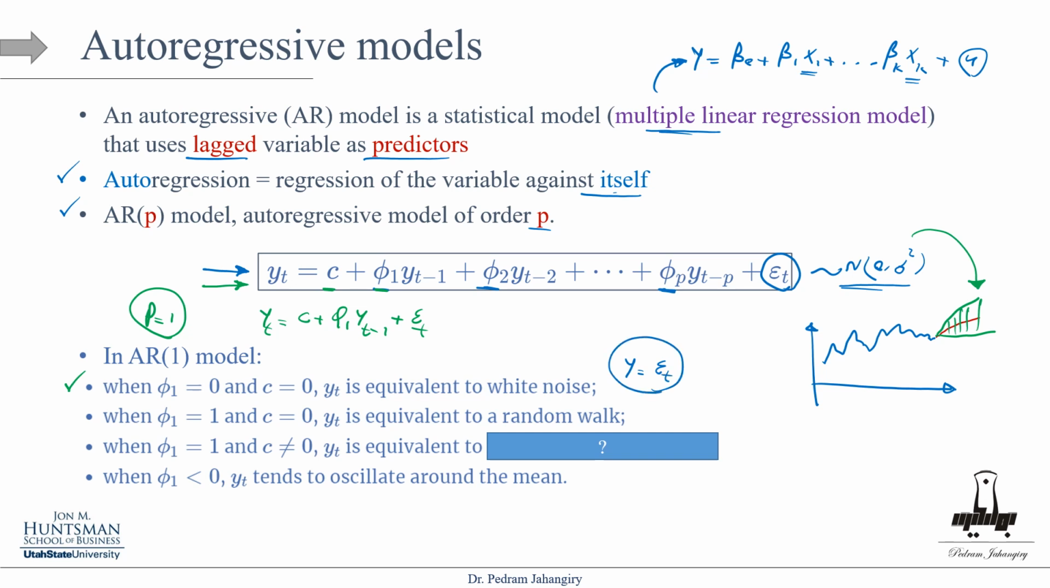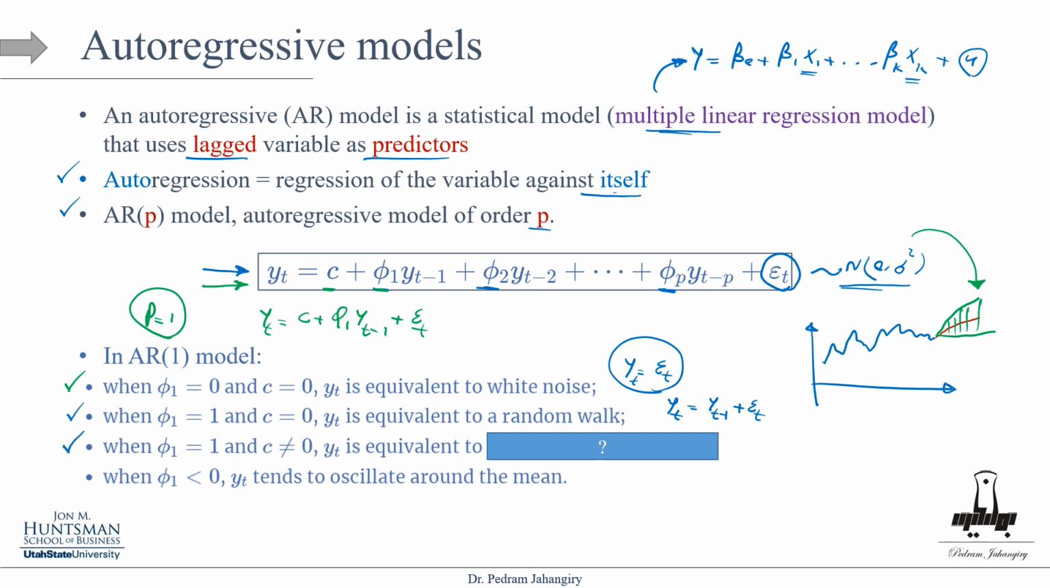There we go. Now the second one, if phi1 is equal to 1 and your c is equal to 0, what do you get? So yt is equal to, again, c is equal to 0, phi1 is equal to 1, yt minus 1 plus epsilon t. Do you remember what this is? Yeah, this is basically your random walk, right? Or your naive forecaster. Random walk with no drift because there is no constant. Great, let's look at the third one.